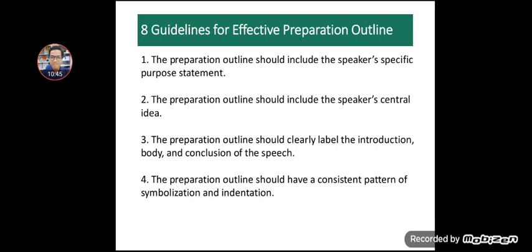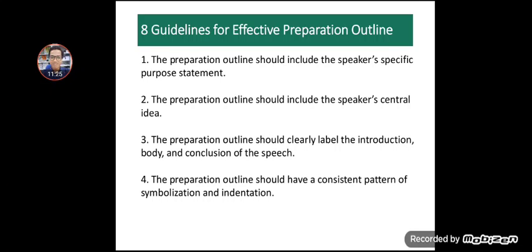For instance, just now, maybe we've been invited to deliver a motivational talk to a group of school students. So we need to put the specific purpose statement in the preparation outline. For example, the speech will be about the guidance of how students can study using an effective timetable, and also to manage their time while studying. So this might be the specific purpose statement of our speech.